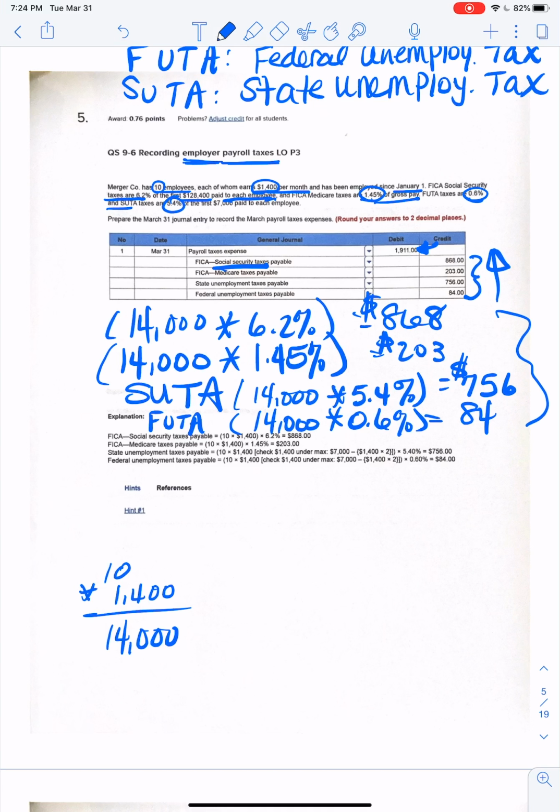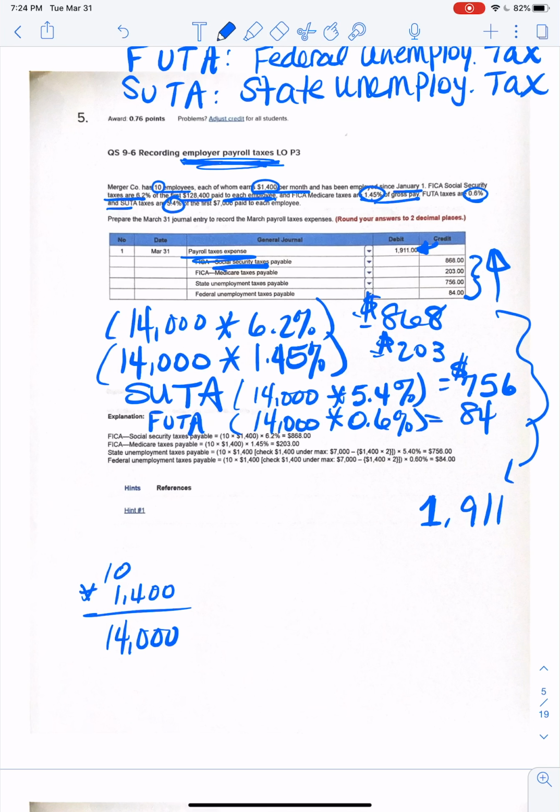Now, when I take the sum of all of these items, that is where I will get my $1,911 of payroll tax expense for the employer side of the payroll taxes. So this is how we're going to handle this question. Hopefully, this makes some sense to you.